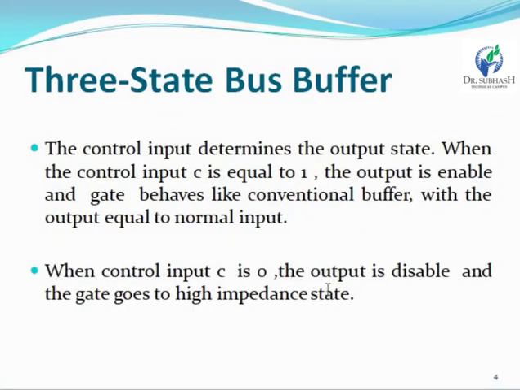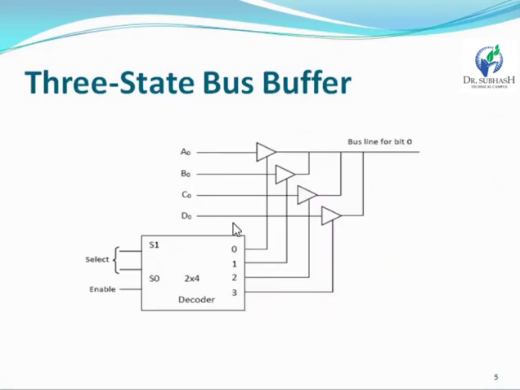Next is a combination of three-state bus buffers. Here the selective inputs are S1 and S0. This is one decoder, and the buffers are connected for A0, B0, C0 and D0 to one common bus line bit. We can see the explanation in the next slide.